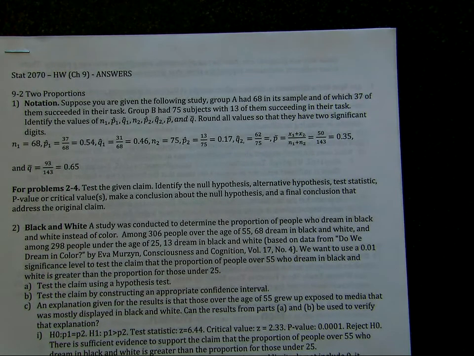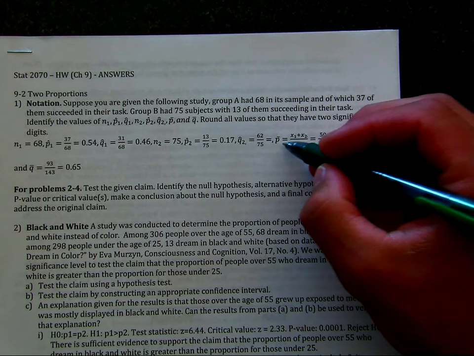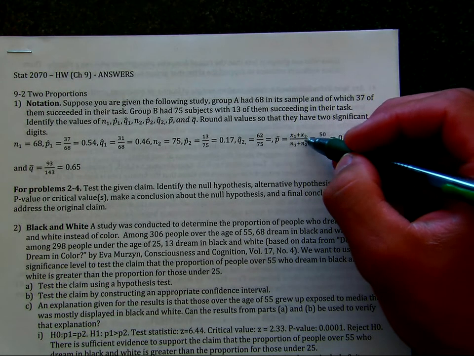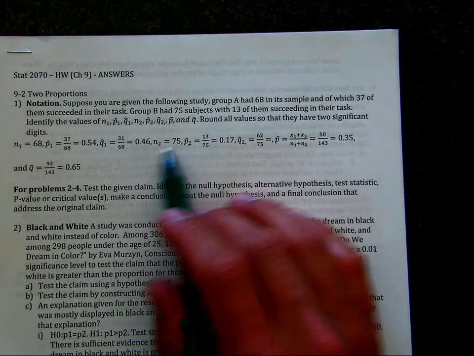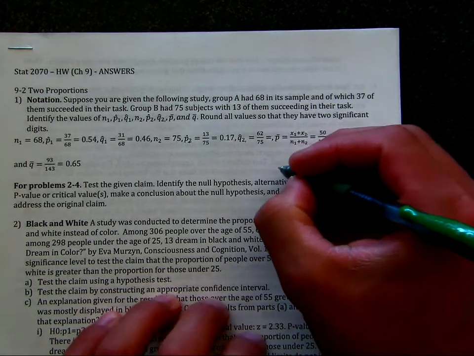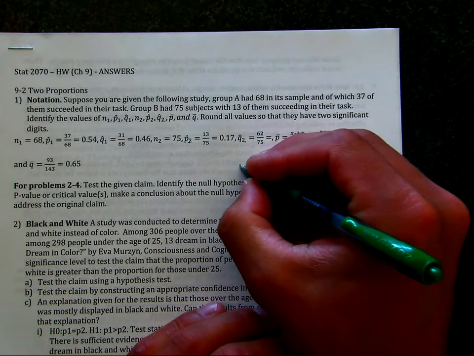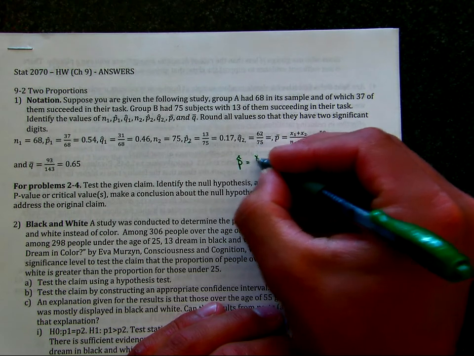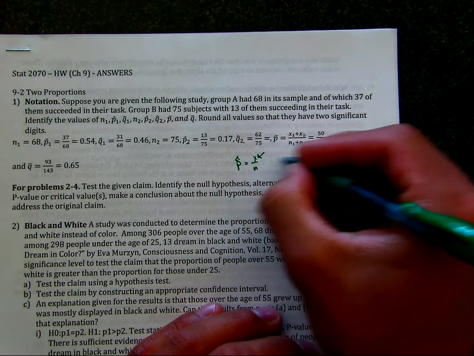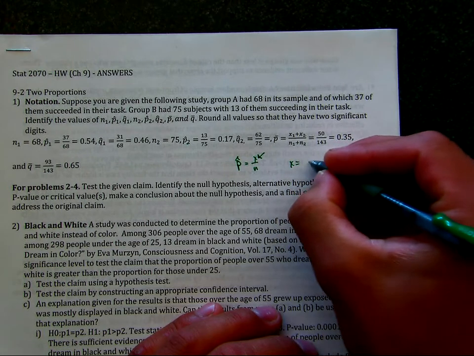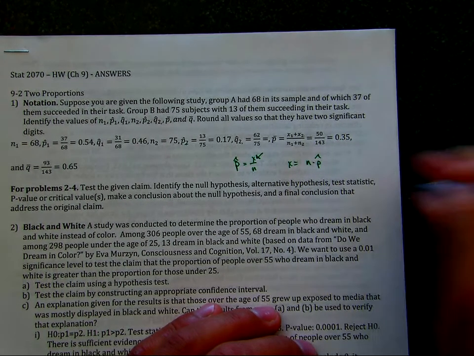So sometimes I get students who are really struggling to get what X1 or N1 is or P hat is or things like that. Just remember that basically if somebody gives you P hat and you don't know X, you can easily solve for it. X is just going to be equal to N times P hat. So you can solve it that way.